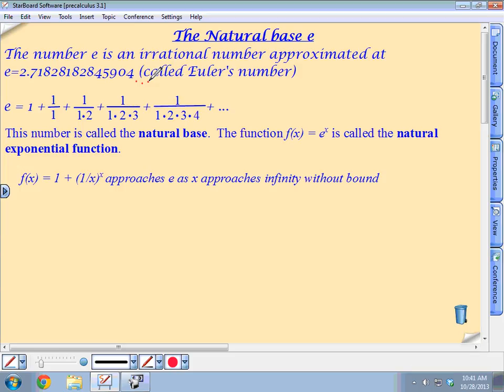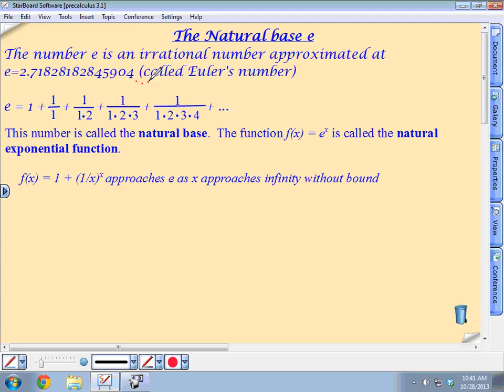So what is it? Well, it's defined as the series 1 plus 1 over 1 plus 1 over 1 times 2 plus 1 over 1 times 2 times 3 and so forth. They'll just keep on going. So it would be 1 over 1 times 2, 3, 4, 5, and you just keep adding those up. Okay? This number is called the natural base. So the function f of x equals e to the x is called the natural exponential function.